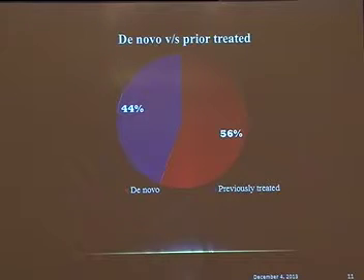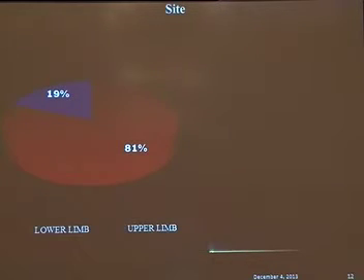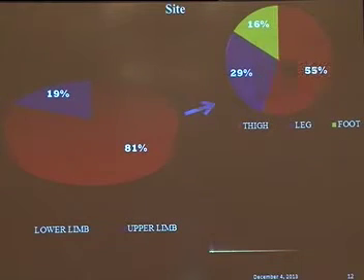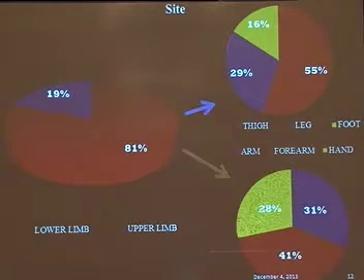As ours is a referral center, up to 50% of the patients had some intervention done outside, which may be an inappropriately done biopsy, an incomplete excision, or a complete excision but with inadequate margins. Coming to the site, 80% of the tumors were situated in the lower limb, with thigh being the most common site. 19% were in the upper limb, with forearm being the most common site.